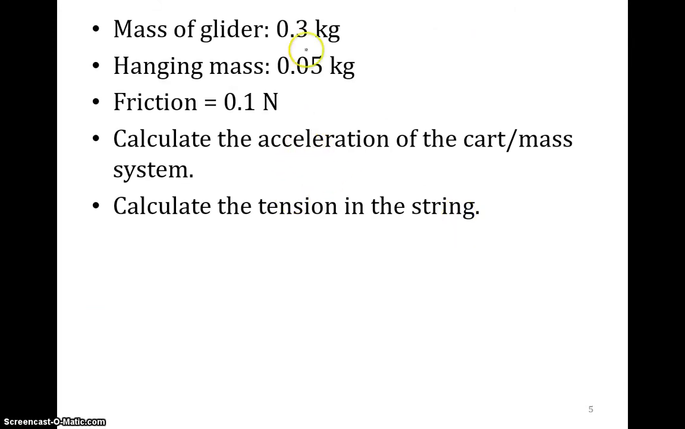So let's do a practice problem. Mass of the glider is going to be 0.3 kilograms. Hanging mass will be 0.05 kilograms. The friction will be 0.1 newtons. And I want you to find the acceleration of the cart mass system and the tension in the string. So go ahead and pause the video now and see if you can find those things.